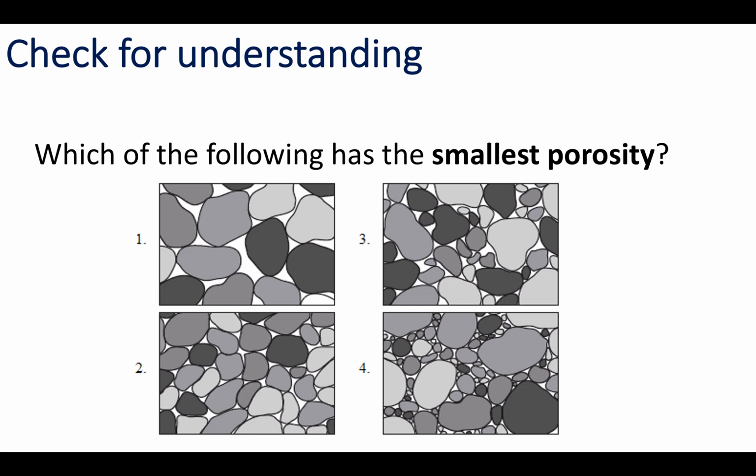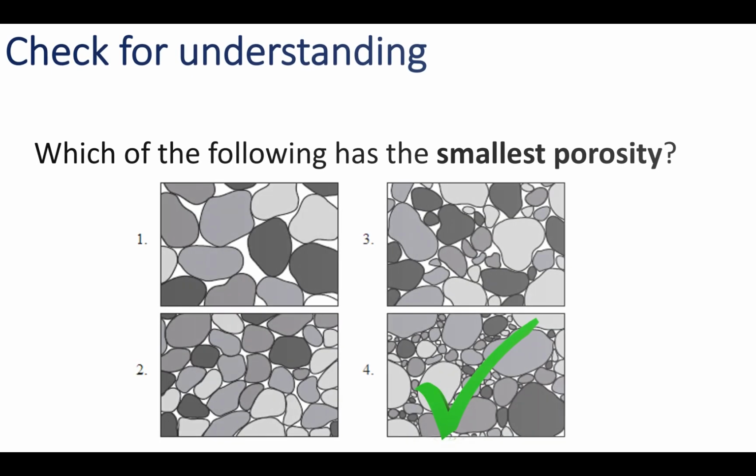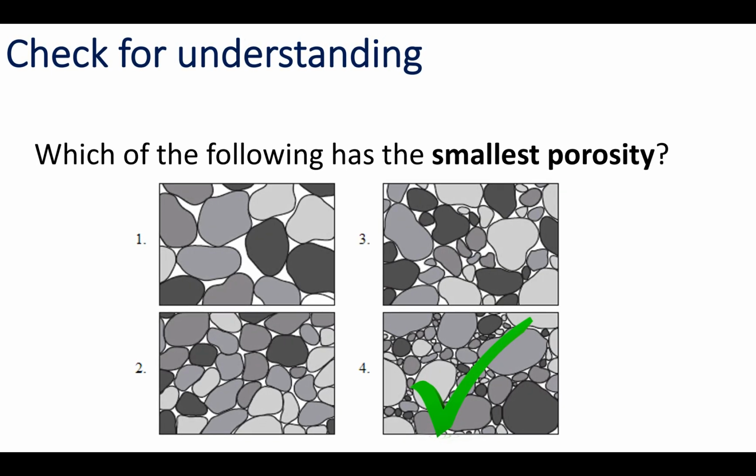So a quick check for understanding, we have 4 different containers, and I'm interested in which one has the smallest porosity. So I'm hoping you're thinking it is container 4. If you look, you have sediments of all different sizes packed very tightly together, which reduces the amount of pore space there, which means it has the smallest porosity. Container 4 would be holding the least amount of water compared to the others.